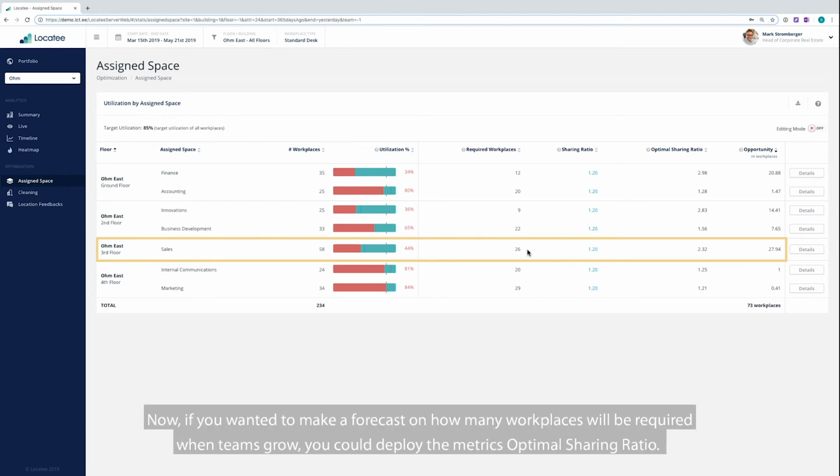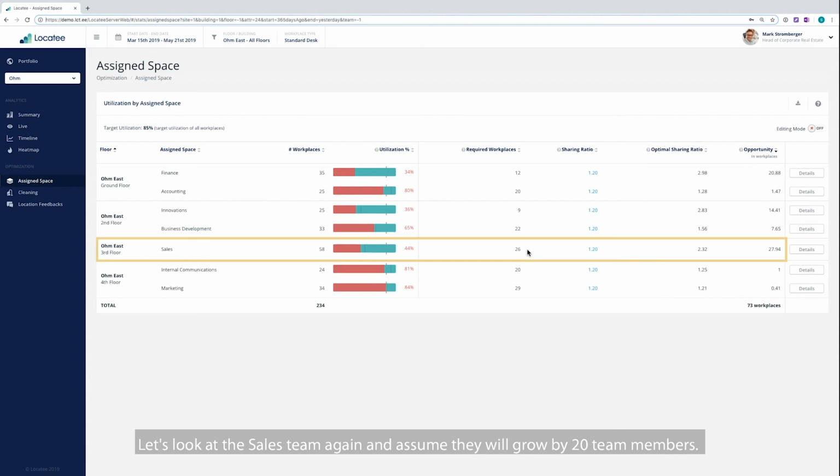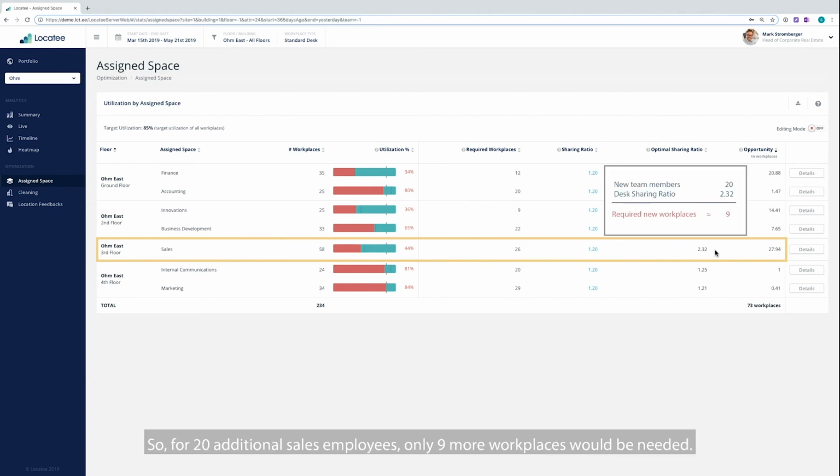Now, if you wanted to make a forecast on how many workplaces will be required when teams grow, you could deploy the metric's optimal sharing ratio. It gives you insight into how a team uses the workspace and how many employees could be assigned by workplace. Let's look at the sales team again and assume they will grow by 20 team members. Based on current peak utilization, their optimal sharing ratio is at 2.32. That means that one desk can be shared by 2.32 employees. So for 20 additional sales employees, only 9 more workplaces would be needed.